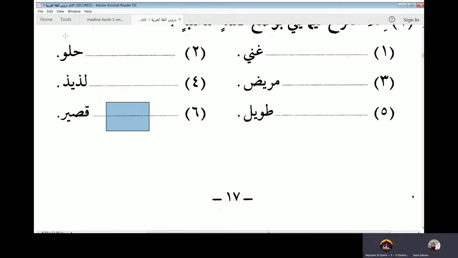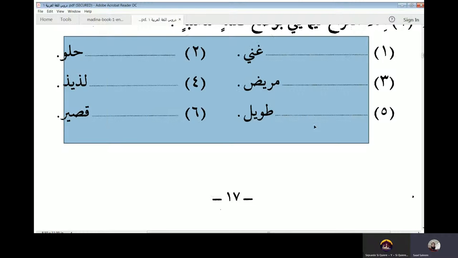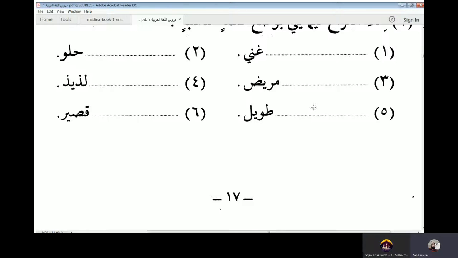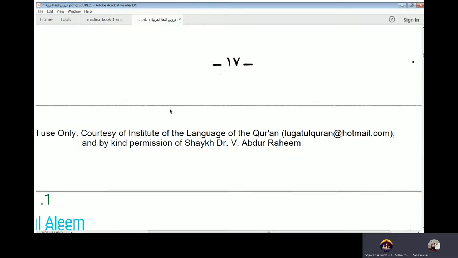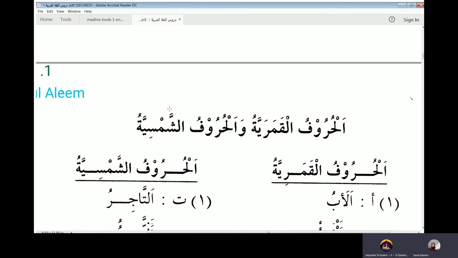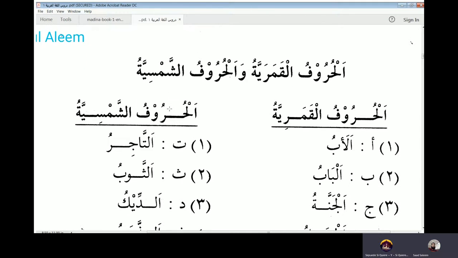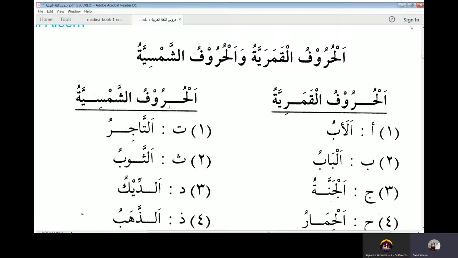Right. All these blanks are your homework. Fill these blanks and send me a screenshot, okay? Do you know how to write on PDF? No. Okay. I will send you a video that will tell you how to write on PDF books. It is very easy. I can do it on my cell phone? Yes. But first you need to turn on the Arabic keyboard from your settings.